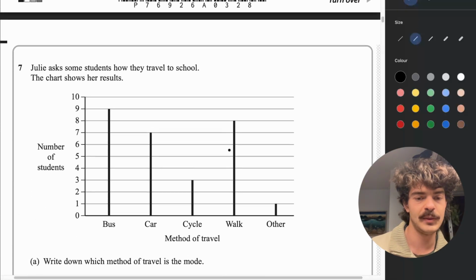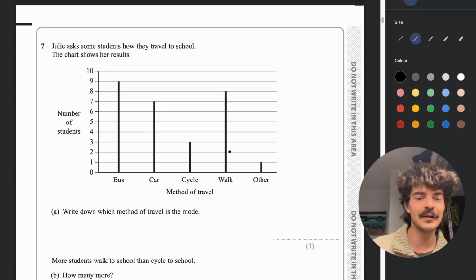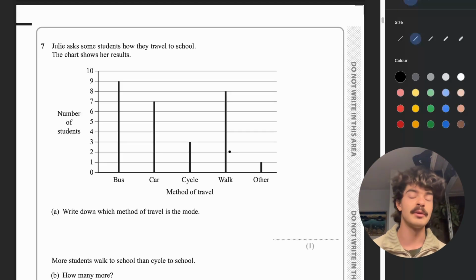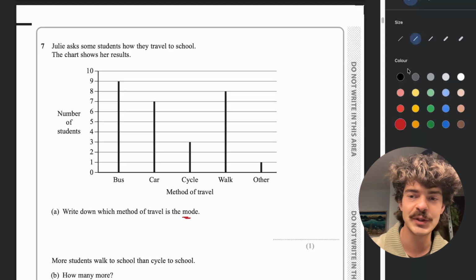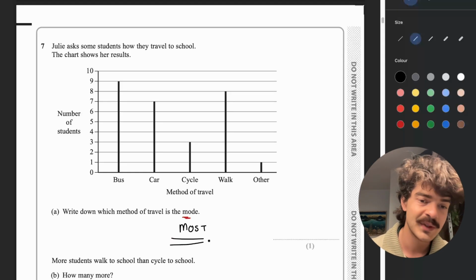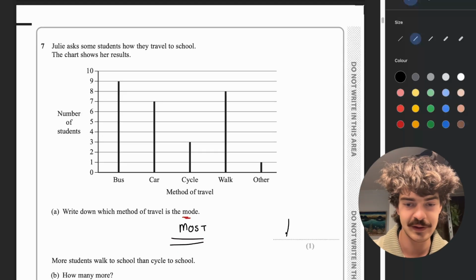Cool. Moving onwards. Okay. So here we've got a graph. We've got a bar chart. And each bar represents a method of getting to school. And our first question is, write down which method is the mode. Well, the mode, the way that I like to remember this is that MO also matches the word most. So the question is, which one of these is the most? And the answer is the bus.